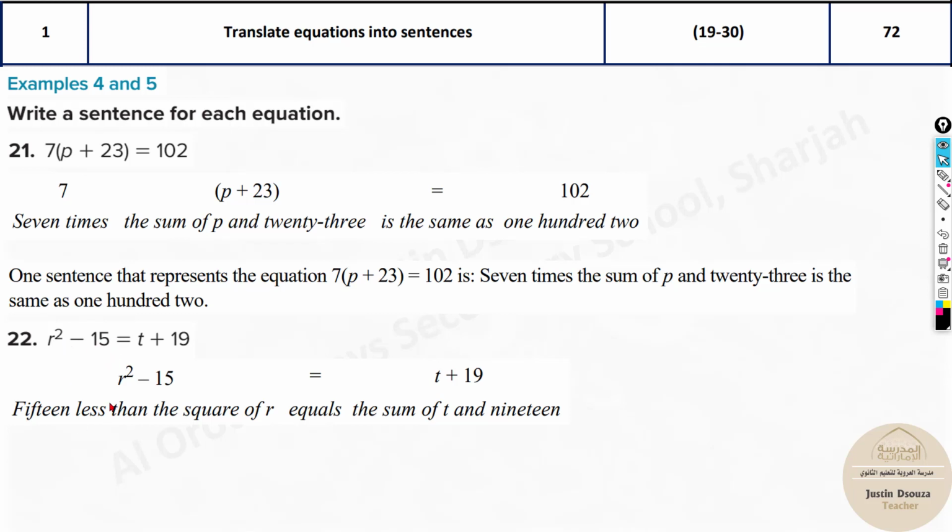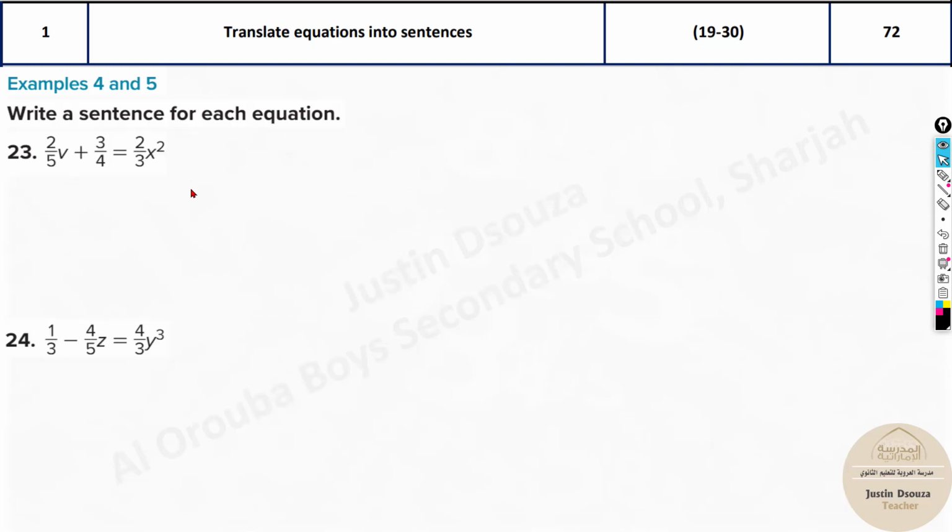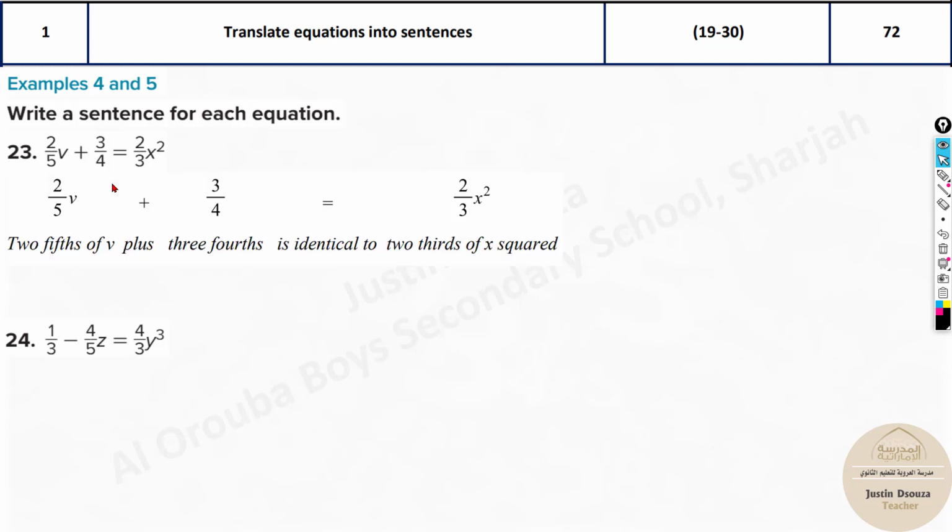When you're using less than, what? 15 is less than r square equals the sum of t and 13. This is the thing. Same way you can see the other problems. Now over here there is a fraction, but it doesn't matter. It's very straightforward and easy. Just write the fraction 2/5. Generally they will give you 2/5, 3/4, 2/3 or 1/3. That's how they ask you.